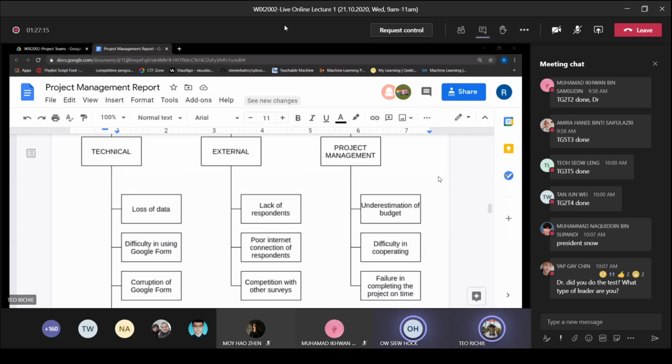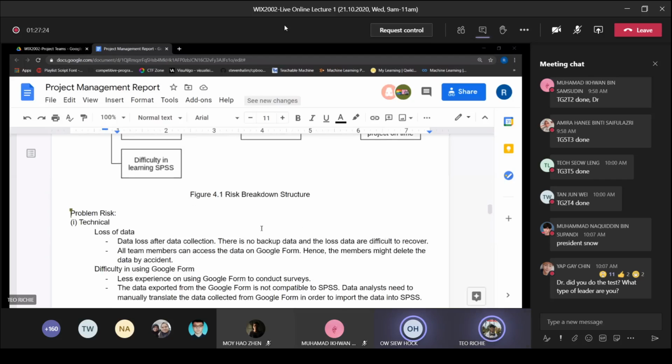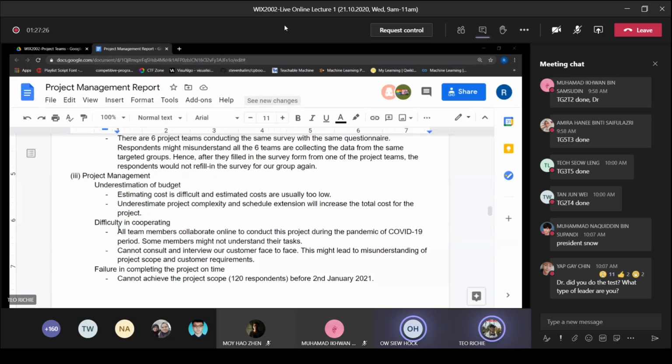Okay, next, project management. Underestimation of budget. Okay. Difficulty incorporating. Oh, this one you are among the team members, is it? Yeah. Because we're collaborating online, so some people might not understand by face value when we broadcast the task or the assignment in the messaging group. So, can you say that is due to a communication problem? Yeah, sure. But on the second part, it would be cannot consult and interview our customer face to face. This might lead to misunderstanding of project scope.